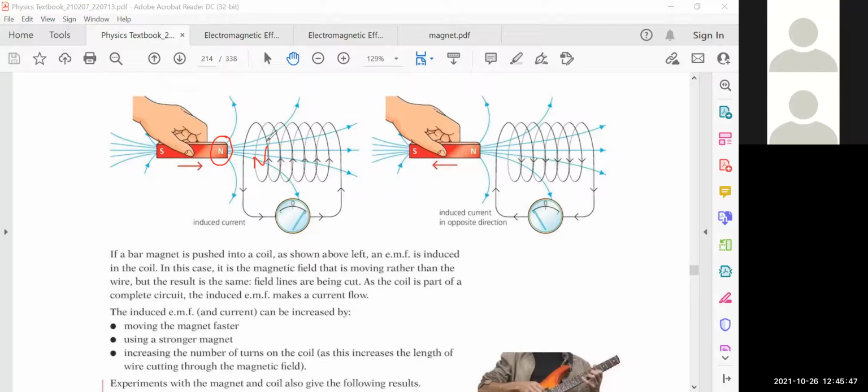Otherwise, you can recall the right-hand grip rule we discussed in the beginning of the chapter. Right-hand grip rule, I told you, thumb in the direction of north pole, then the curling of the fingers will give you the direction of the current in the loop. My tip is going upward, so that's why the arrows in this loop are in the upward direction here. I hope this part is clear until now.